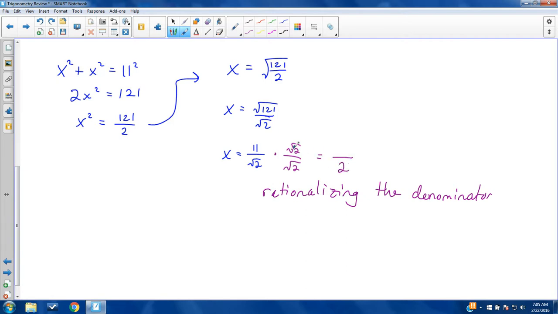Now the whole purpose of doing this, as I said, is I get a rational number in the denominator. The whole purpose of doing it this way is I don't change the value. The square root of 2 divided by the square root of 2 is 1. So I am multiplying this number by 1, so I do not change its value. So this number becomes 11 root 2, all divided by 2. That's your final answer there.